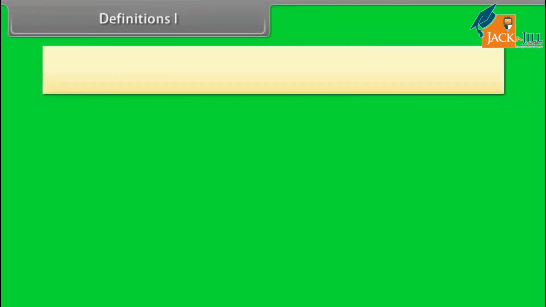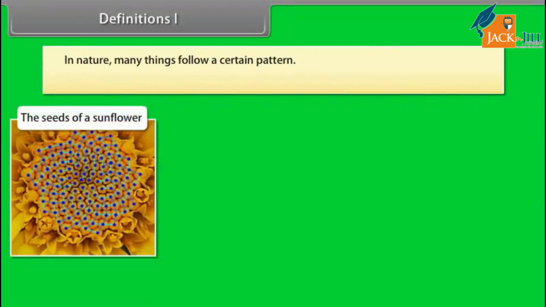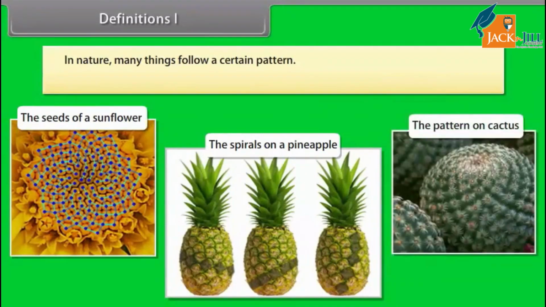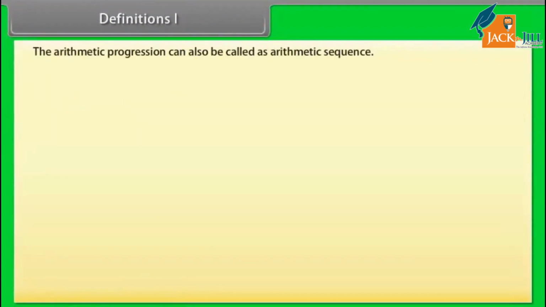In nature, many things follow a certain pattern, such as the seeds of a sunflower, the spirals on a pineapple, the pattern on a cactus, and so on. Arithmetic progression is a study of one of such patterns. The arithmetic progression can also be called an arithmetic sequence. Before talking about arithmetic sequence, let us know what a sequence is.